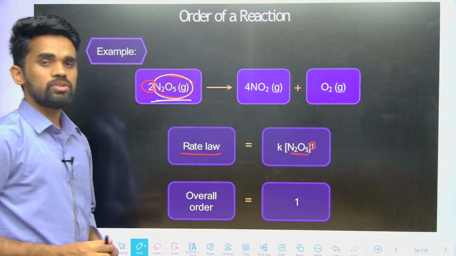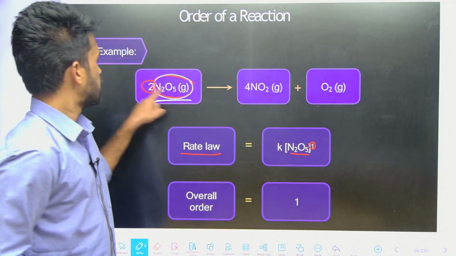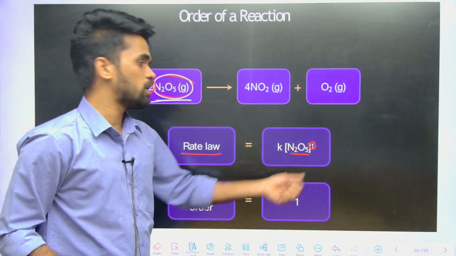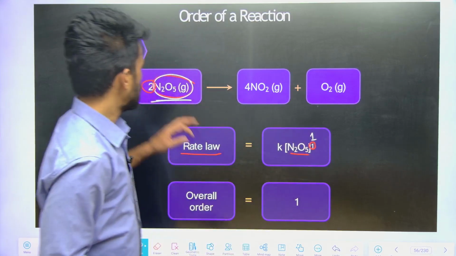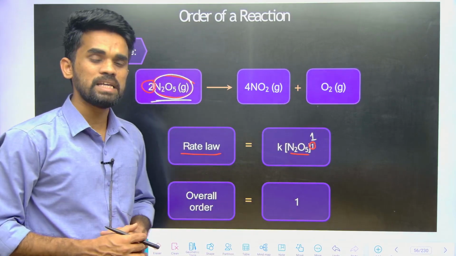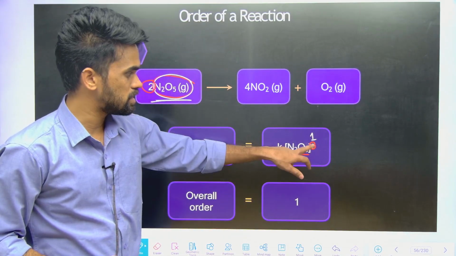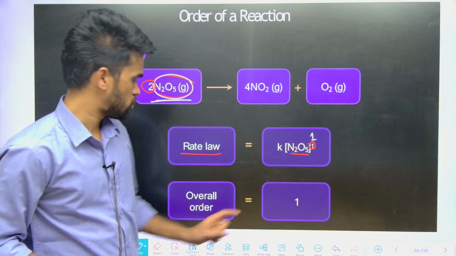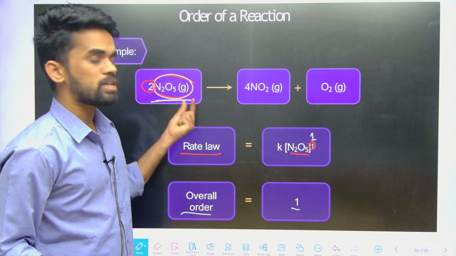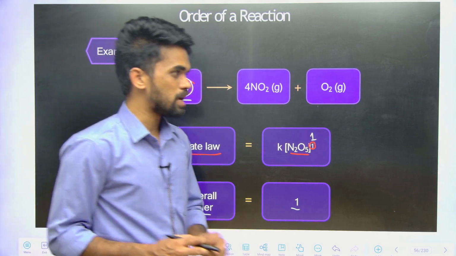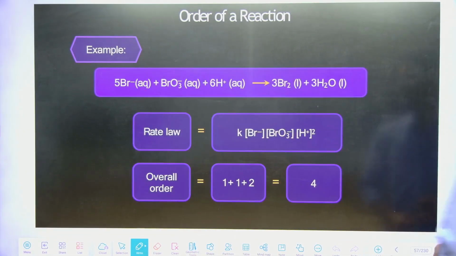So what you need to know here clearly that these coefficients may or may not be equals to the order. So order only comes from experiment. Okay. So decomposition of N2O5 is a first order reaction. 1 is there in the power, which means order of that reaction becomes 1. So you can say this particular reaction as a first order reaction. Next.